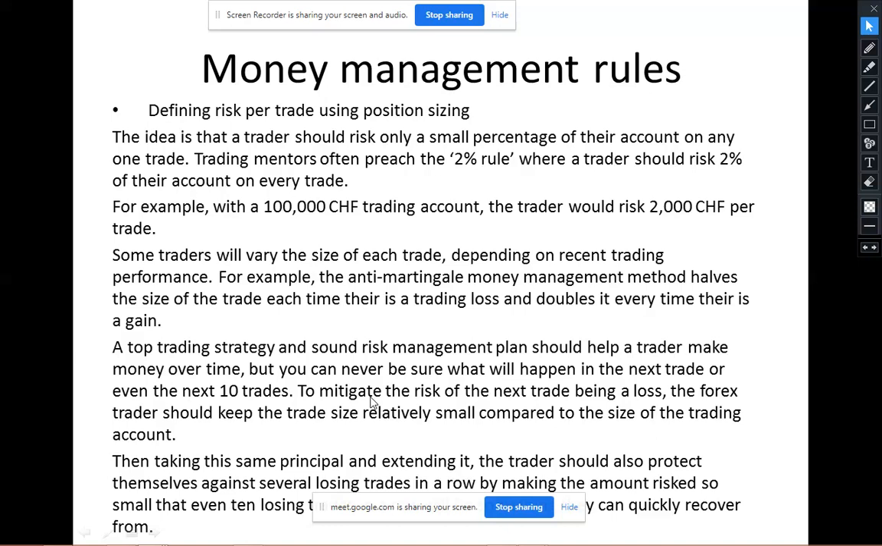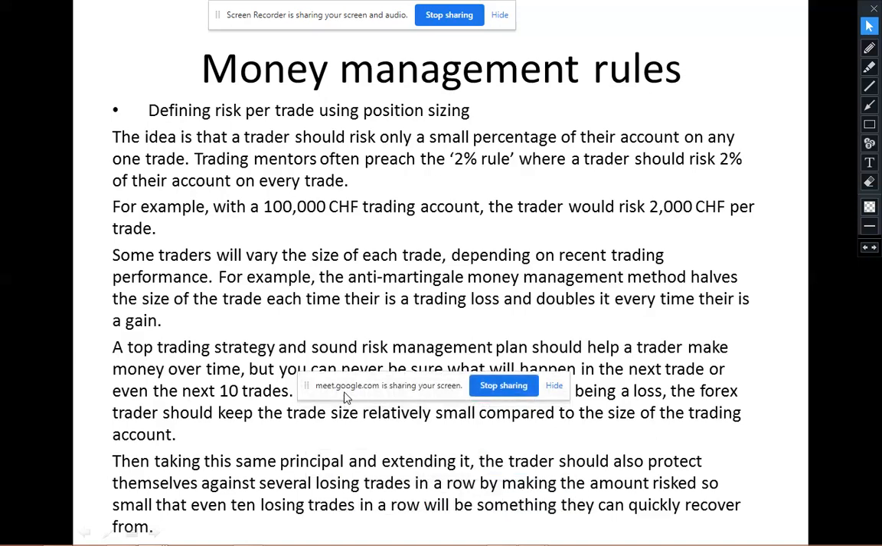So to mitigate the risk of the next 10 trades being a loss, the first thing a trader should do is keep the trade size relatively small compared to the size of the trading account. Then, extending this same principle, the trader should also protect themselves against several losing trades in a row by making the amount risked so small that even 10 losing trades in a row will be something they can quickly recover from.